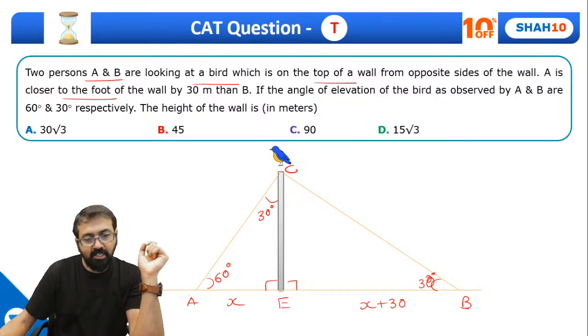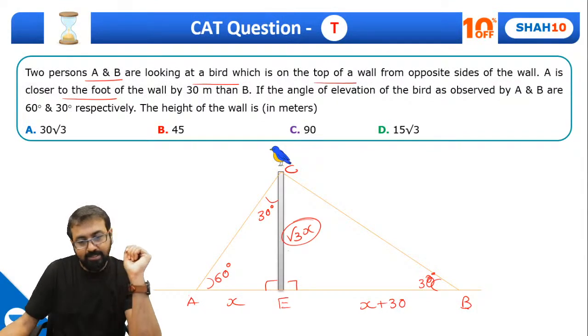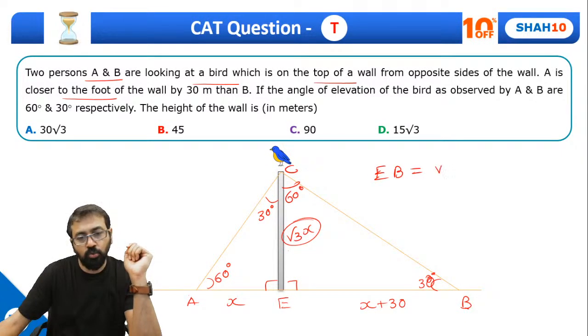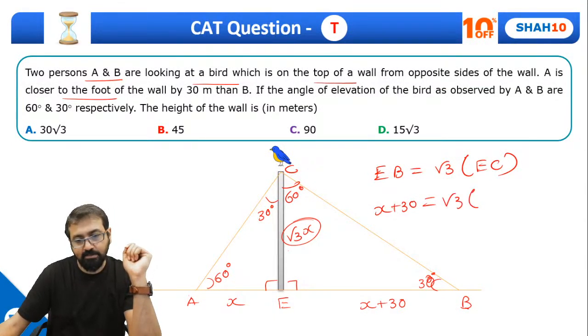So this should be √3 times this one, X side opposite to 60 degrees, √3 times side opposite to 30 degree. Okay. Now can I say this is side opposite to 30 degree in triangle CEB? So what will be side opposite to 60 degree? So √3 times this one. So can I say EB should be equal to √3 times EC? That is, EB should be equal to, what is EB? X plus 30 should be √3 times √3 into X, that is 3X.